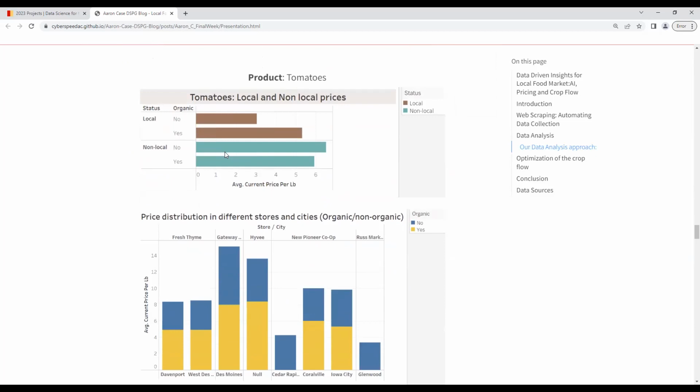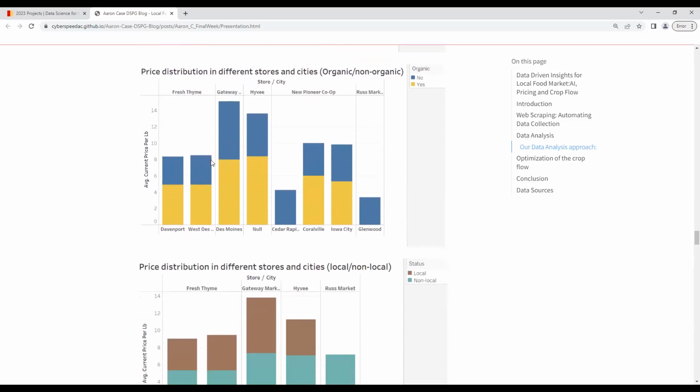All right, now we have tomatoes. In tomatoes, we again started categorizing them into local and non-local prices, and we also wanted to see the organic and non-organic distribution. If a tomato is local and non-organic, the price is very low, but if it is non-local and non-organic, the price is high. This was unusual. The product is still non-organic, and this was surprising for us too.